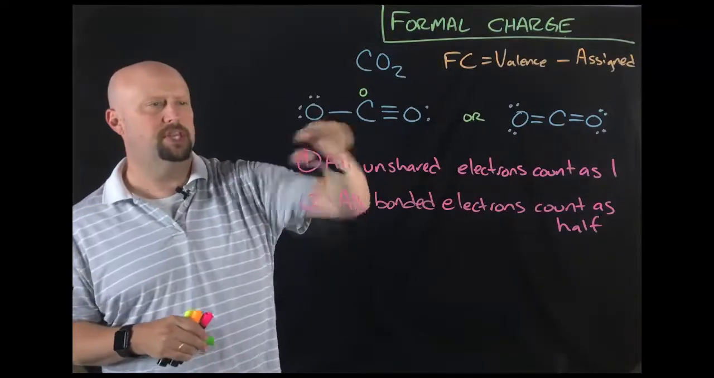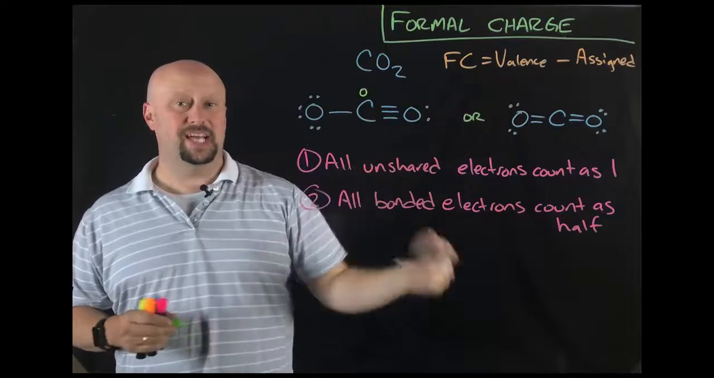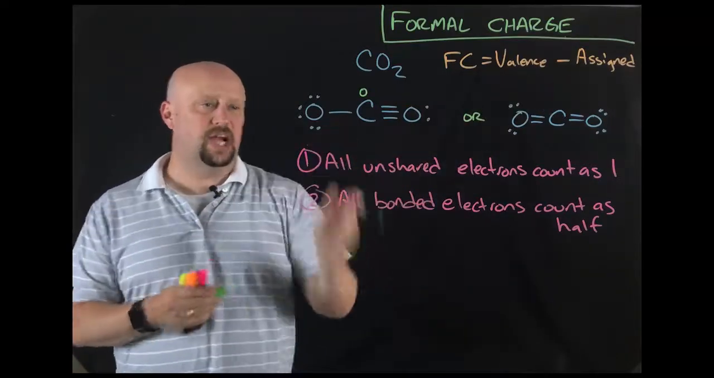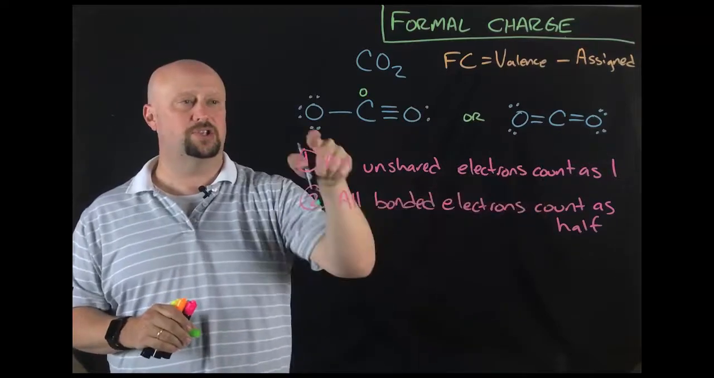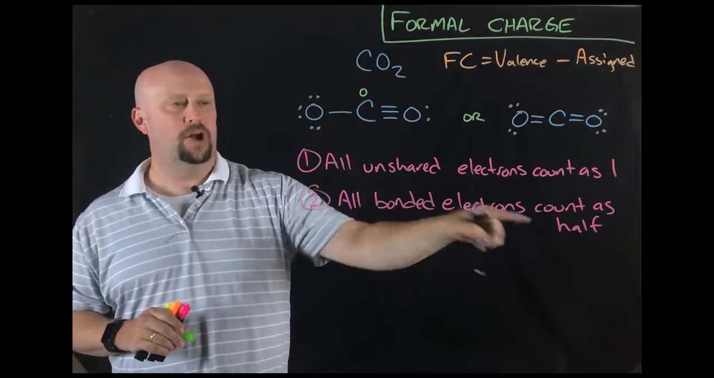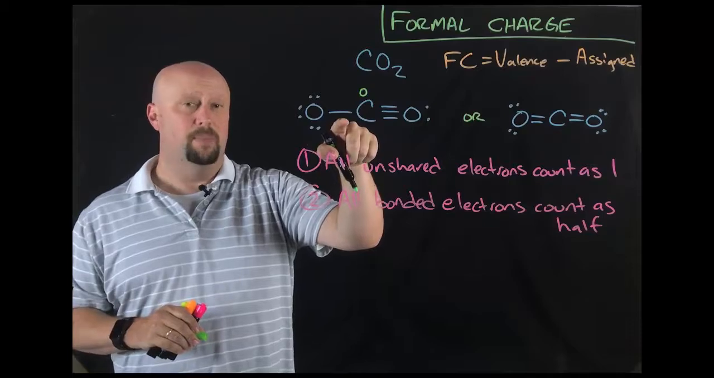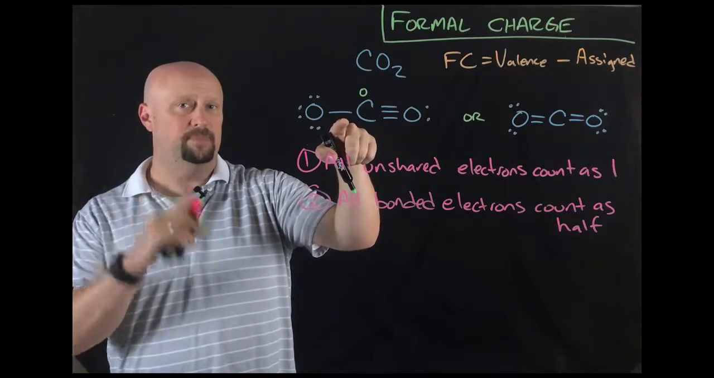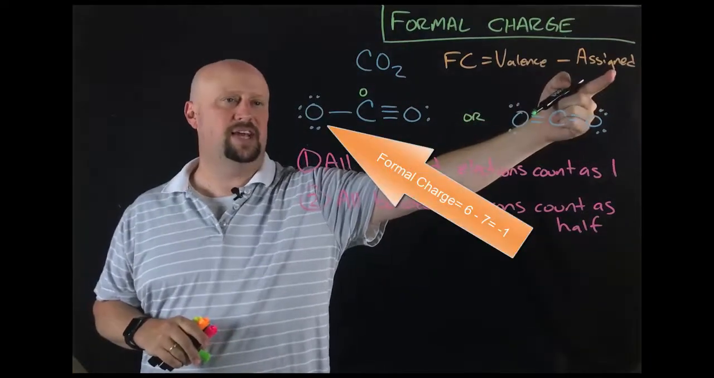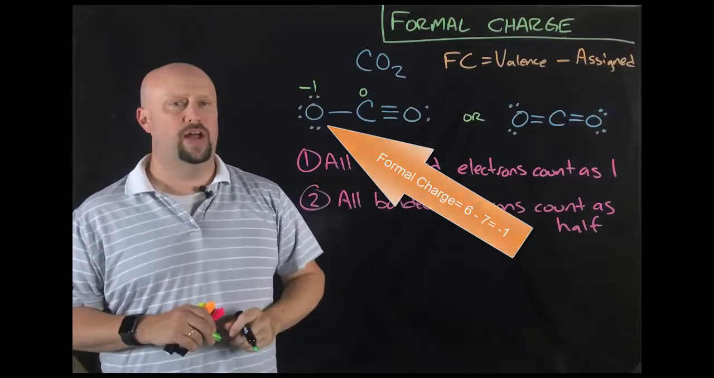Okay? So how about this oxygen over here? Well, oxygen, what's its normal valence? It's normally 6, right? Okay? So then how many does it have assigned in the molecule? Well, all unshared electrons are 1, so that gives me 6, right? 1, 2, 3, 4, 5, 6. Bonded electrons count as half, so that would be 2 electrons counting in the bond, but that only counts as half, so that's 1. Add that to the 6 I've already got, and I've got 6 valence minus 7 assigned, and so I've got a -1 on that oxygen.